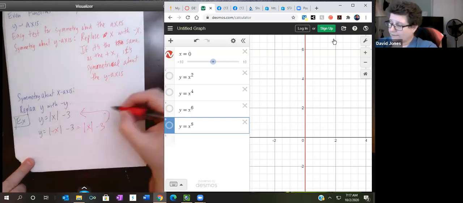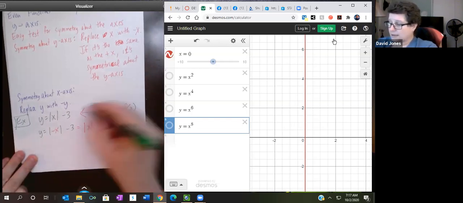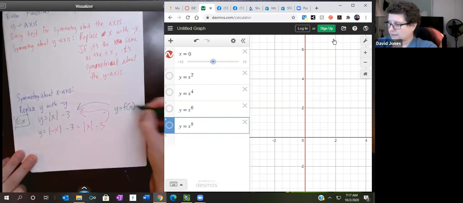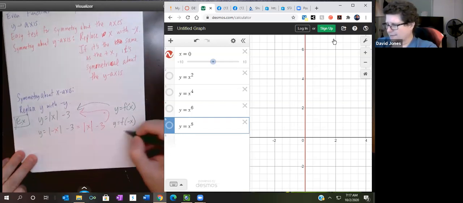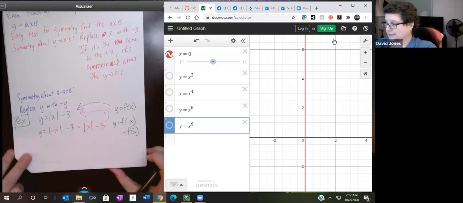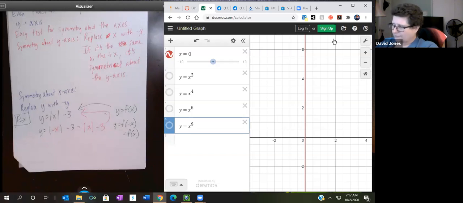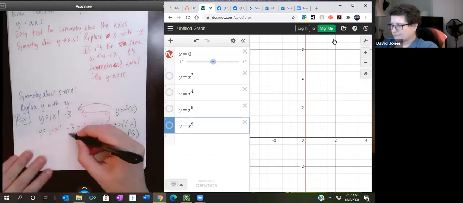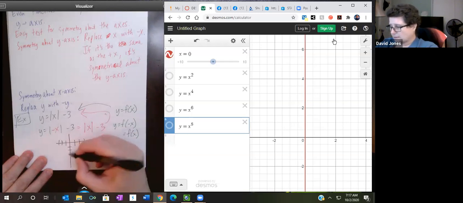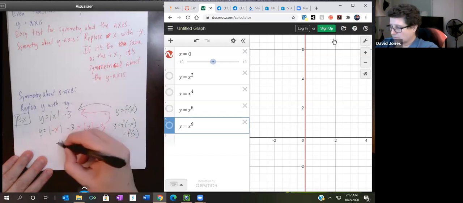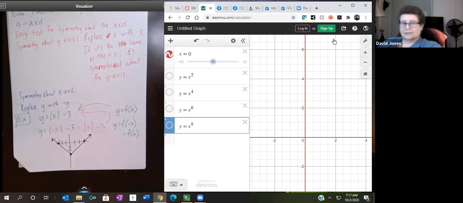So if I say this is y equals f of x, and I plug in negative x, I get the same thing as positive x. That's what I was saying earlier. That gives us symmetry about the y-axis. And if we looked at the absolute value of x minus 3, it looks something like that.